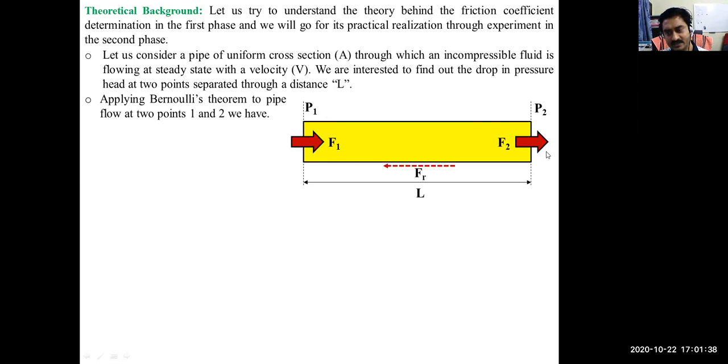The velocity will also be the same as per the equation of continuity because the area of cross section is the same and it is a steady, incompressible flow. So the velocity will also be the same. V1 is equal to V2 is equal to V.